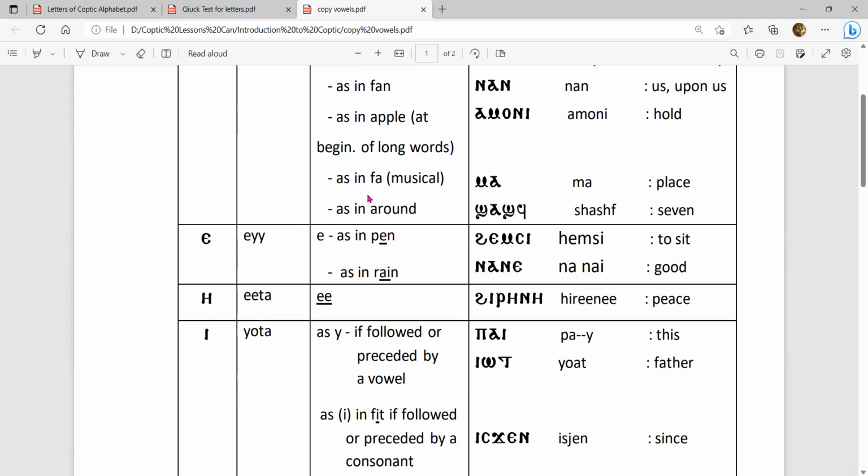Next pronunciation is for alpha, like the A in the musical note fa. I have chosen a word here, ma, exactly the same. Ma we shall use often in the Coptic language, meaning place.